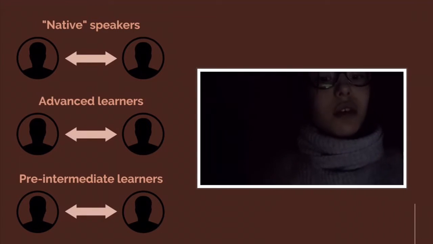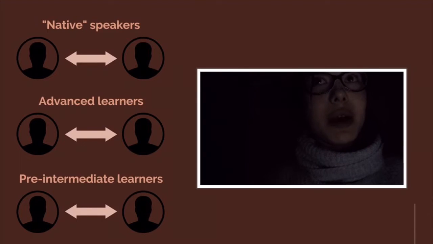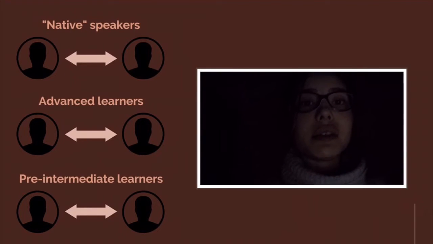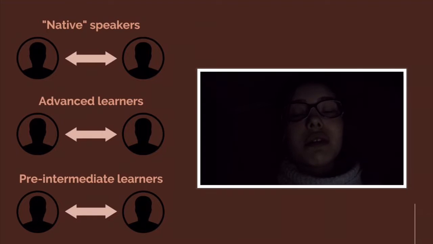So we divided them into pairs. The first pair is native speakers who speak English fluently. The second pair is advanced learners, and the last one is pre-intermediate learners. Besides them, we decided to take 2 more secondary subjects.